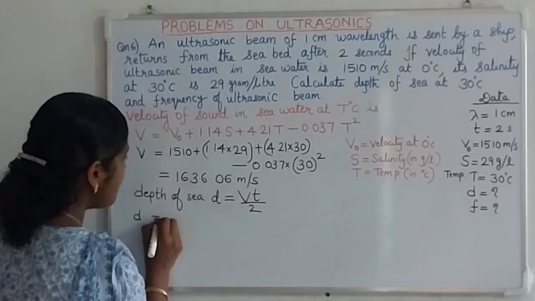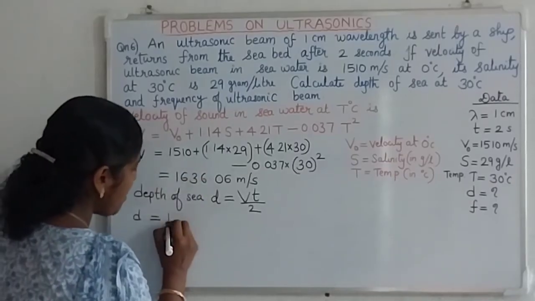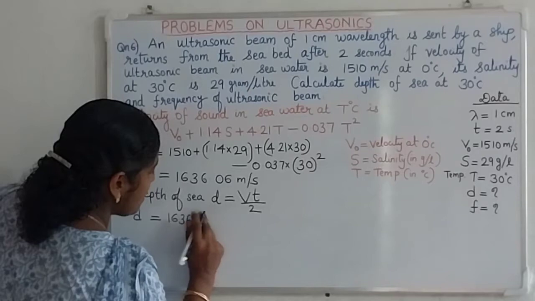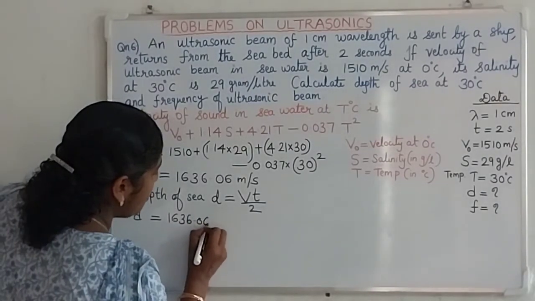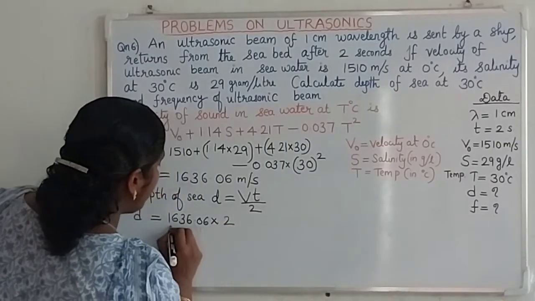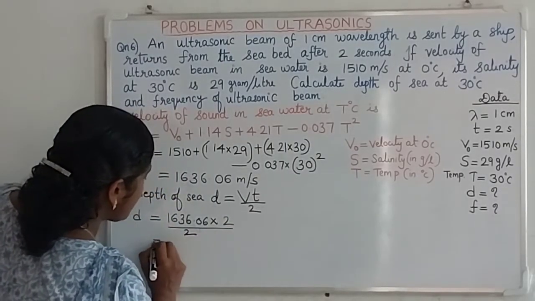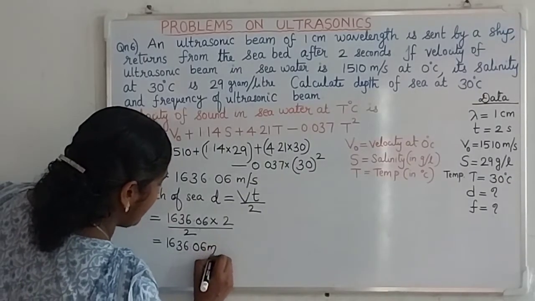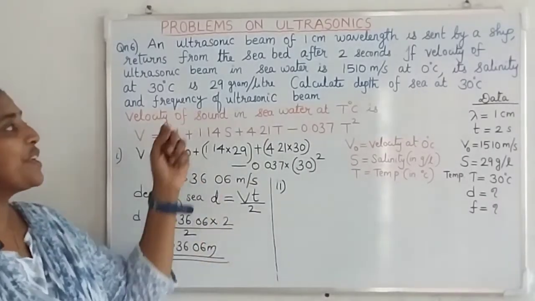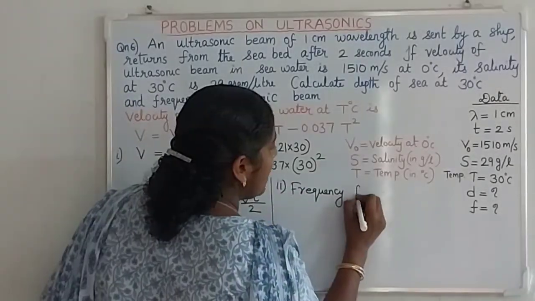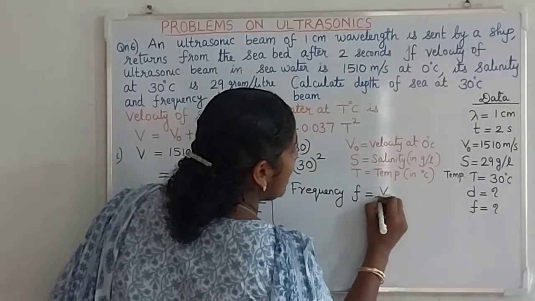That is, D is equal to the velocity of sound in seawater, which we got as 1636.06, into the time taken, that is 2 seconds, divided by 2. That is 1636.06 meter. Next, we want to find out the frequency of the ultrasonic beam. What is the frequency of the ultrasonic beam? F is equal to V by lambda.